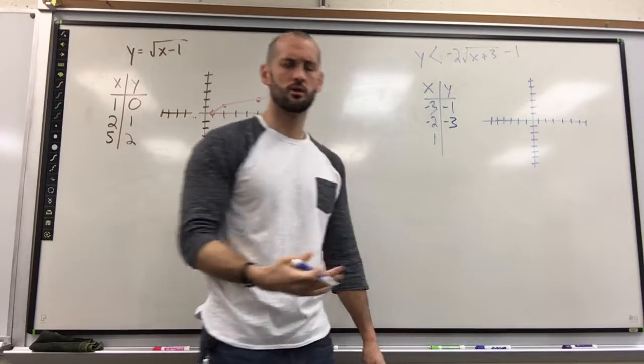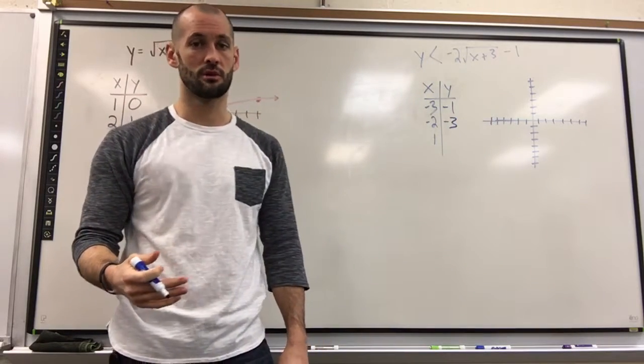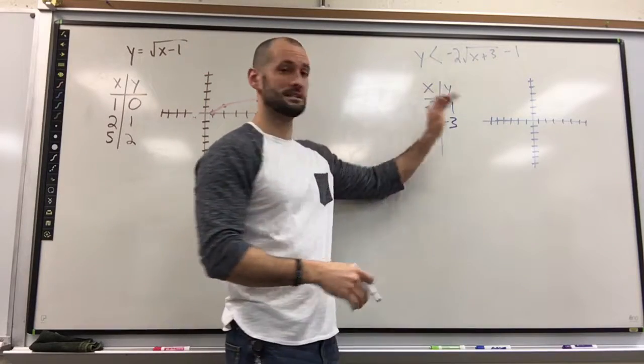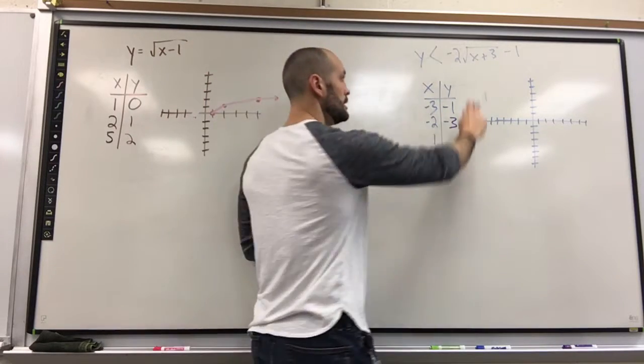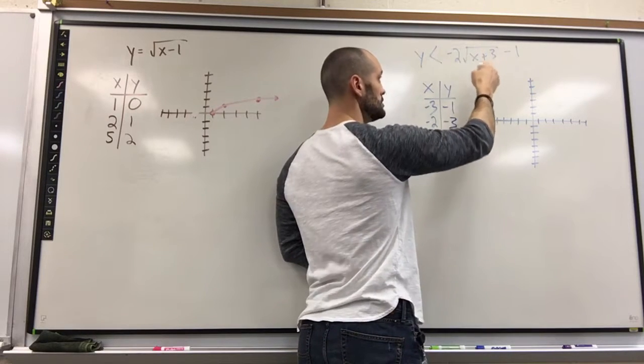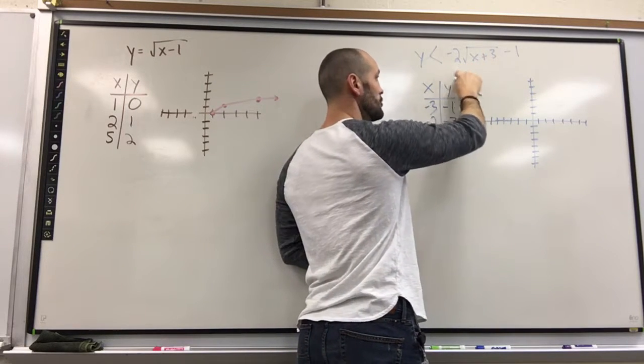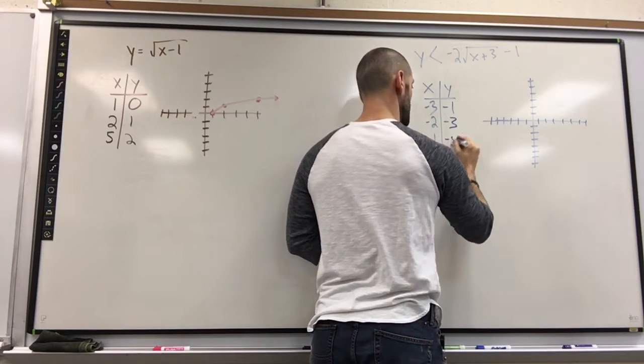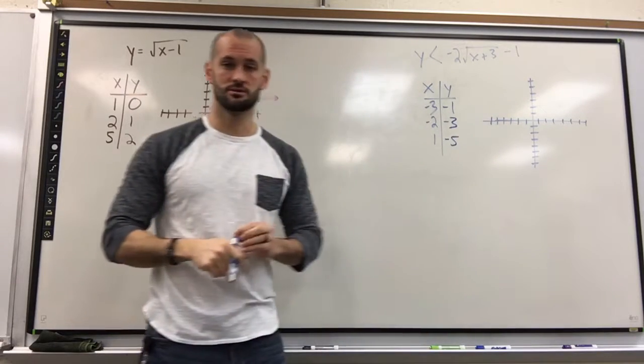Now, I know I'm going through that quickly. If you need to take a little more time when you're doing your homework, feel free to do so. But we're going to continue going about that speed. 1 plus 3 is 4. Square root of 4 is 2. Times negative 2 is negative 4. Minus 1 is negative 5. So these are my 3 points right now.